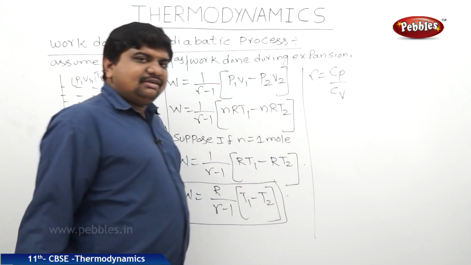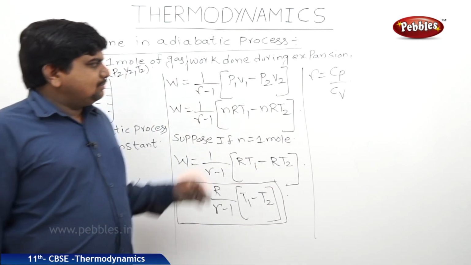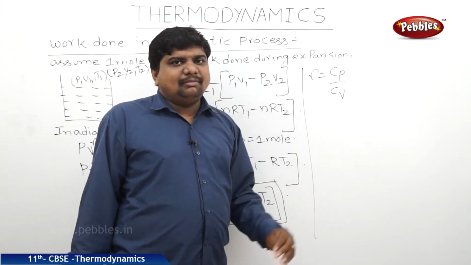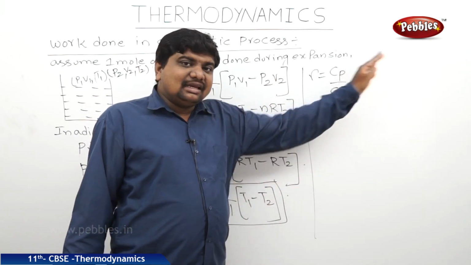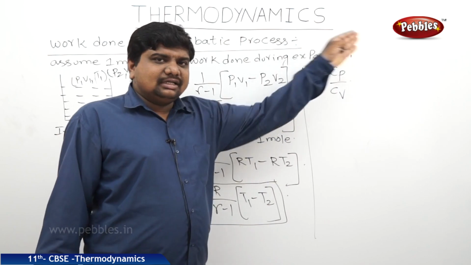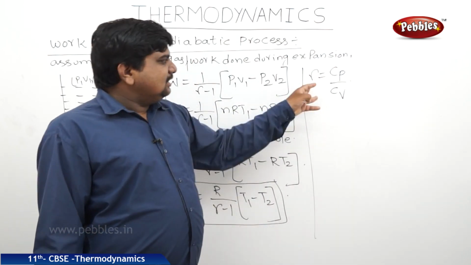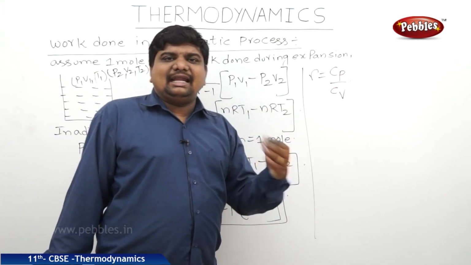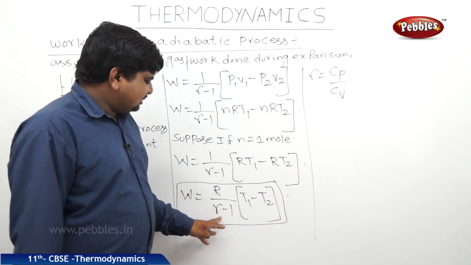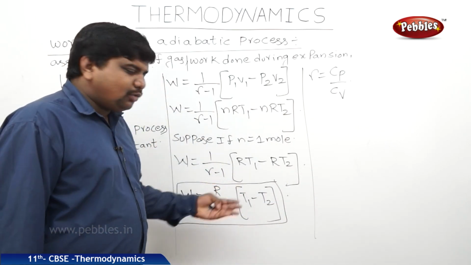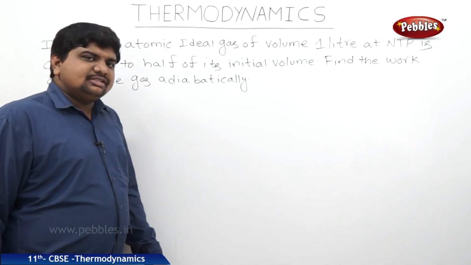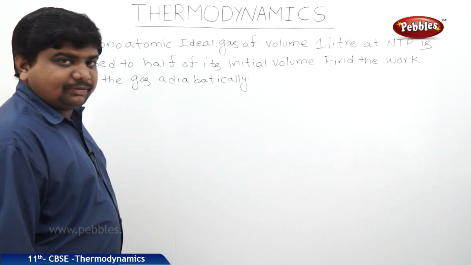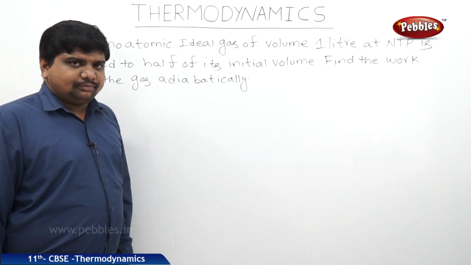The Cp by Cv values will change. If it is a monoatomic, there is one value of gamma. If it is diatomic, there is another value of gamma. Triatomic, another value of gamma. Polyatomic, different value. That means this gamma value changes depending upon the atomicity. So we can substitute those values according to the problem given. This is the numerical which is based on the concept of adiabatic expansion or work done in the adiabatic process.